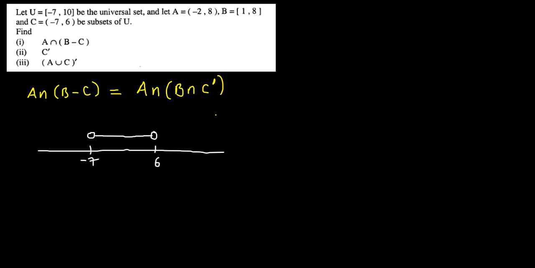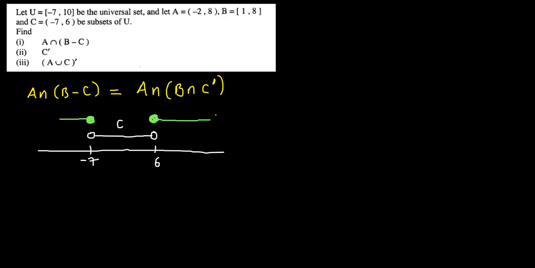So this is the set C, but remember, for the question I'm interested in C complement. So since, let's start with 6. Since 6 is not part of the set C, it's going to be outside the set C. So I'm going to shade that 6, and then write a line going this direction. And since negative 7 is not part of the set C, it's going to be outside C. So I'm going to also shade, and then write an arrow going in this direction.